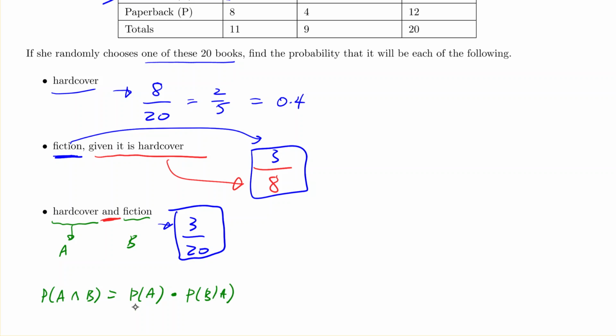So the probability of hardcover, we found it here, 0.4. Well, let's actually keep it as a fraction so we can multiply easily: 8 over 20, which we found earlier here. And the probability of B given A, so the probability of fiction given it is hardcover, which you also found here, 3 over 8. And if we multiply these two numbers, we get 3 over 20, which we got here.